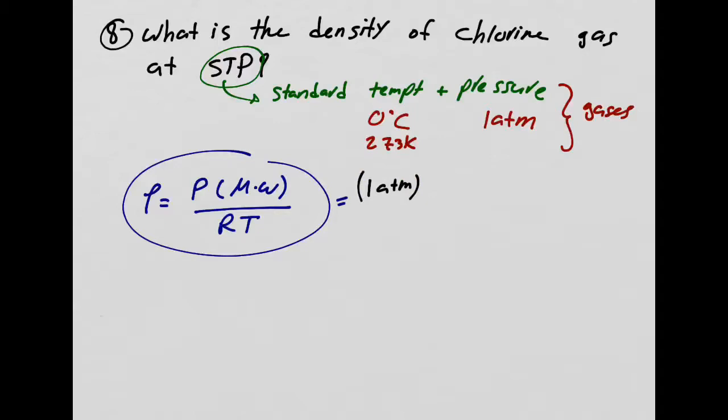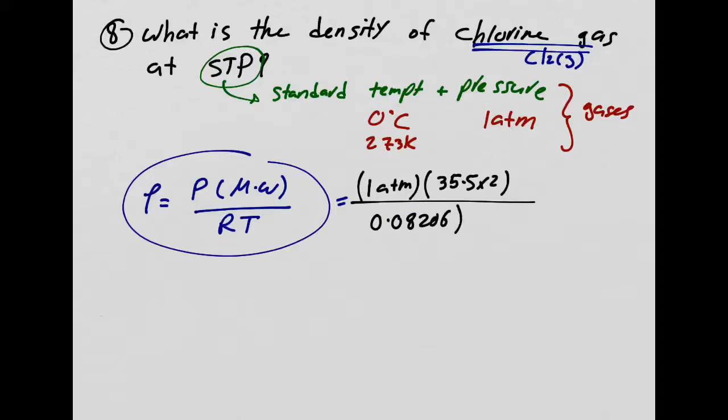What is the molecular weight of chlorine gas? This is where people might make a mistake. When I say chlorine gas, I really mean Cl2 gas, right? Chlorine gas is not Cl. It's like hydrogen gas, H2, and oxygen gas, O2; those are diatomic molecules. So the molecular weight of chlorine gas will be 35.5 times 2 because chlorine gas is Cl2. What is R? 0.08206. And what is my T? 273 Kelvin. When I do everything else, you're going to end up getting 3.2 grams per liter. That would be the density of chlorine gas.